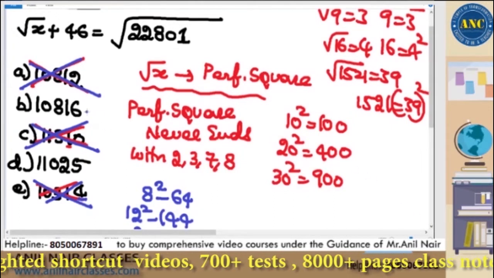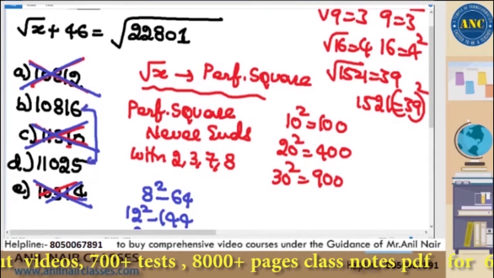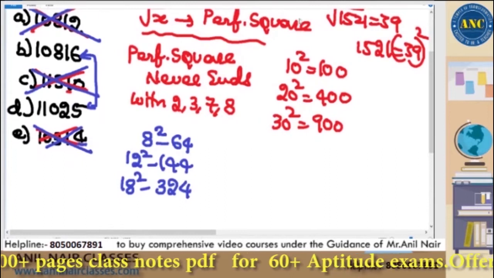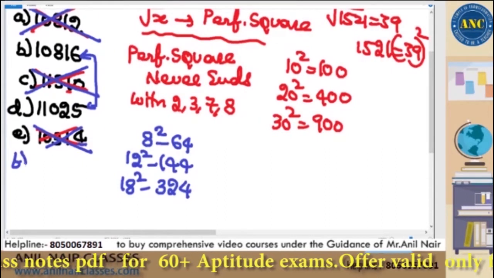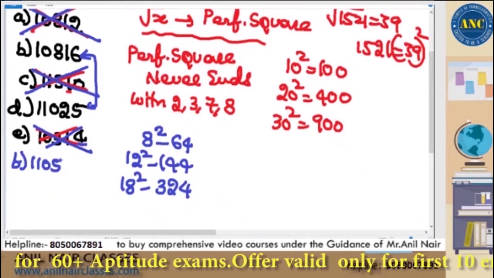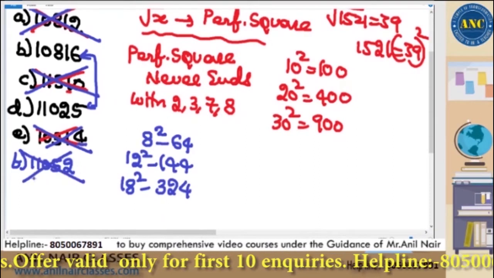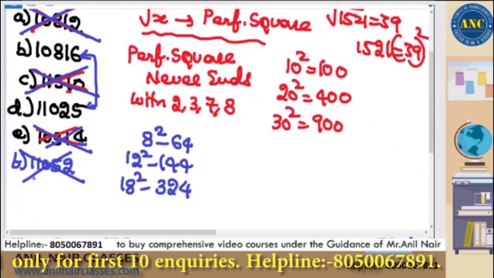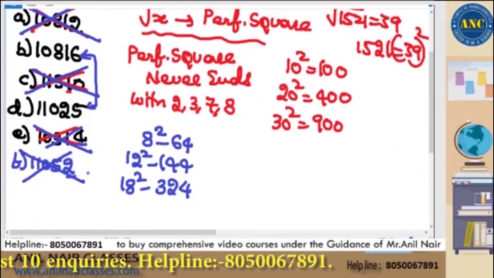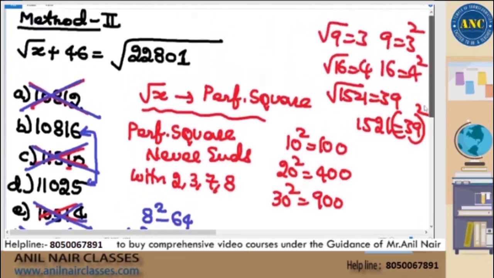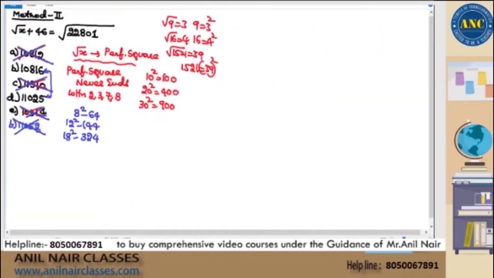Right now we are stuck with two options. Suppose there is more than one answer option with the same digital sum, for example the option 11052. This also is eliminated, because a perfect square never ends with 2, 3, 7 or 8.